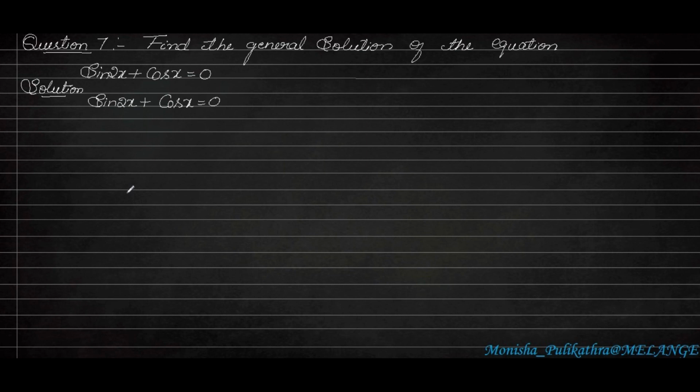Let us move on to the next question, question 7. Here also we have to find the general solution of sin 2x plus cos x is equal to 0. We know the formula for sin 2x. So sin 2x is equal to 2 sin x cos x. So this is the formula for that.